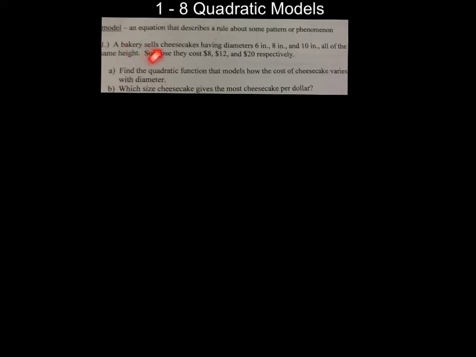A bakery sells cheesecakes having diameters either 6 inches, 8 inches, or 10 inches. That means that these are circles. Suppose they cost $8, $12, and $20 respectively. In Part A, you're to find a quadratic function. That means the highest power that you'll see is the second power. That models how the cost of cheesecake varies with the diameter. In other words, the cost is dependent upon the diameter, how big the cheesecake is. And then in Part B, which size cheesecake gives the most cheesecake per dollar? In other words, which one's the best buy?